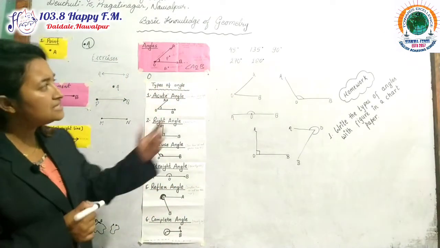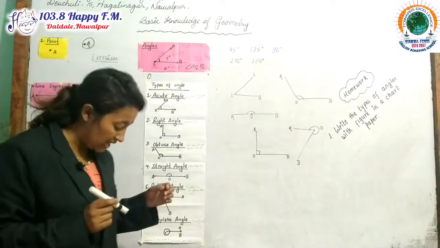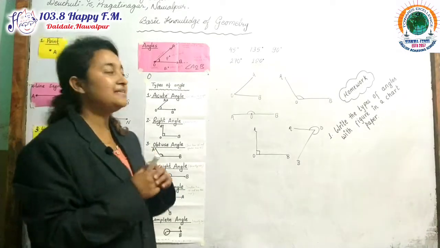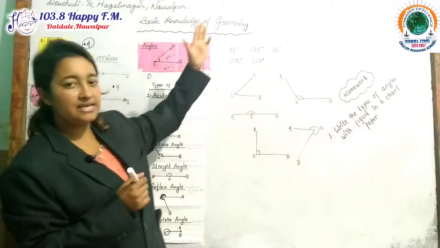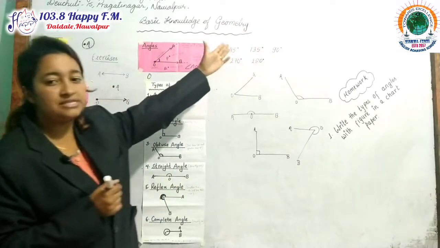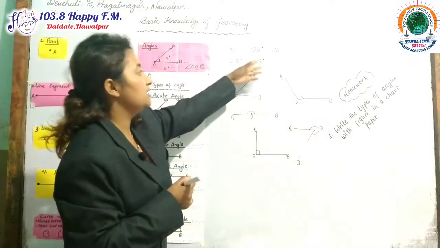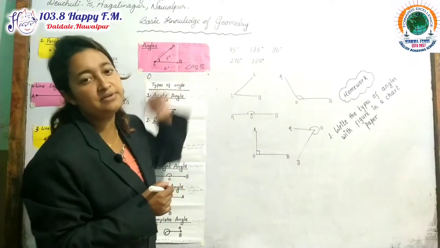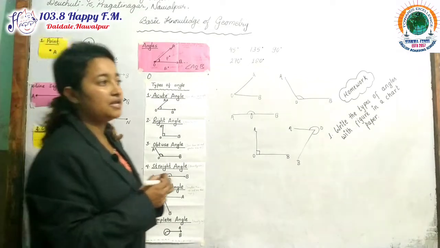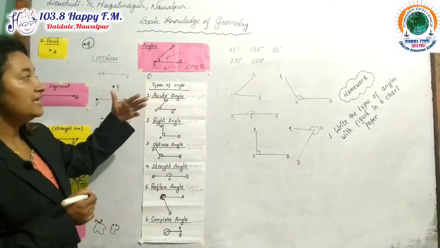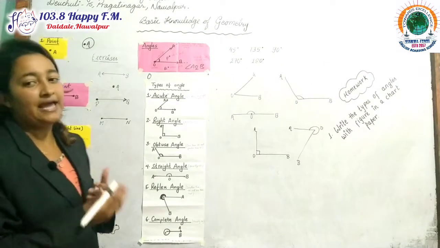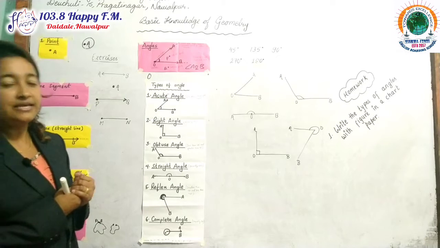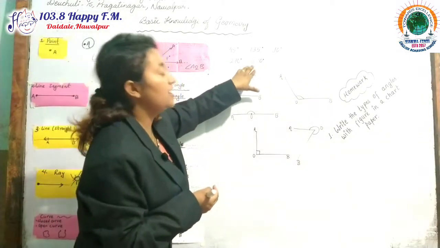Now here comes 90. Which angle is 90 degrees? Yes, right angle. Right, because it is exactly 90 degrees. The angle which is exactly 90 degrees is called the right angle. Okay? Which type of angle is this 270? Reflex angle, very good. Reflex angle because it is greater than 180 and less than 360 degrees. Now 180 is the straight angle.